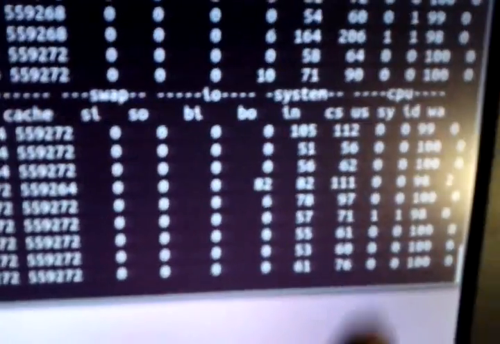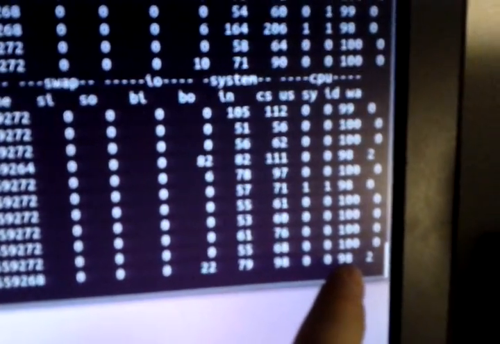So what we're going to do is some benchmarking. I have vmstat running. I don't know if you can see it from the light, but I'll tell you what the CPU idle is. Right there, you can see that the CPU idle is 100. That means the CPU is basically always idle, which means it doesn't have anything to do.